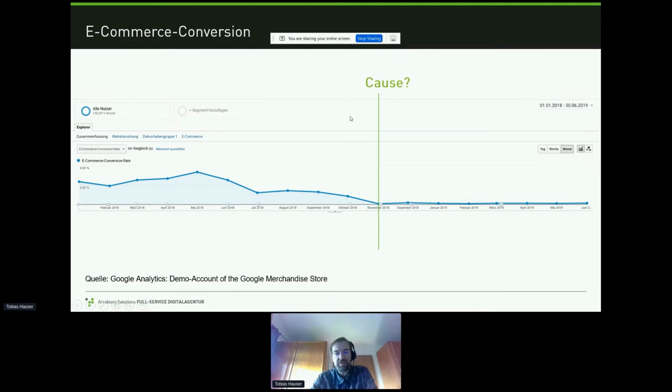It's a well-known example of e-commerce tracking. It's out of the demo store of Google. It was a time in November 2018. Google lost almost 90% of their conversion rate. What happened then? First of all, e-commerce tracking cannot tell you what happened. You always have to combine it with the information you have in the background about your system, about your shop system, and then you can combine that with the information out of the tracking and find out what the problem was. In this case, Google changed the checkout process a little bit and quit using PayPal. So they haven't implemented PayPal anymore in this November 2018.